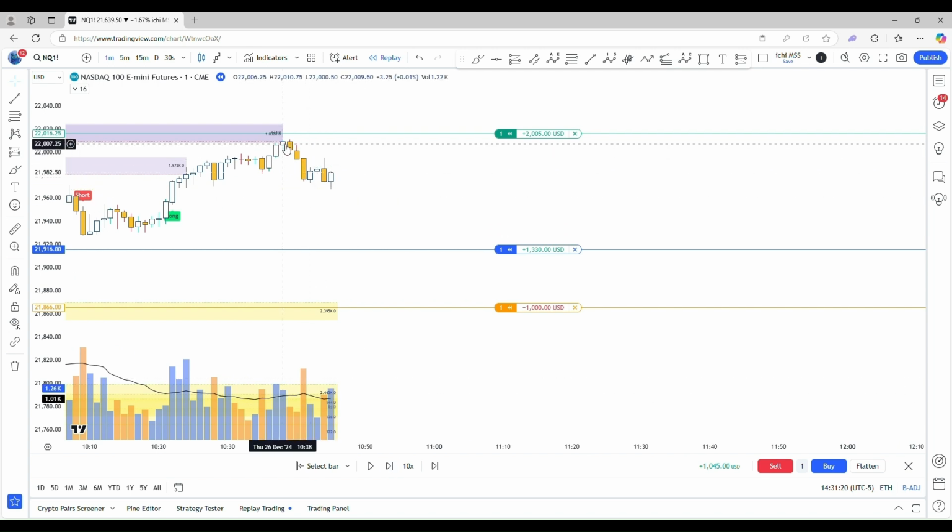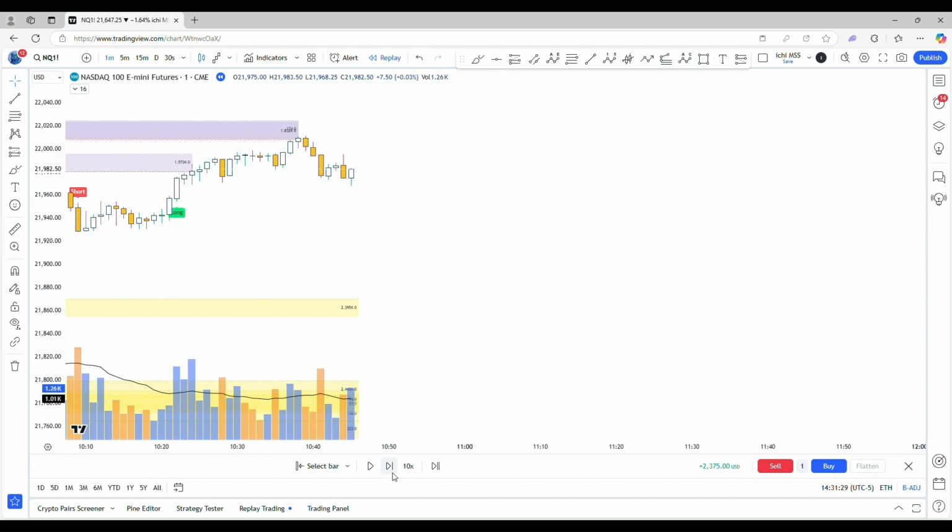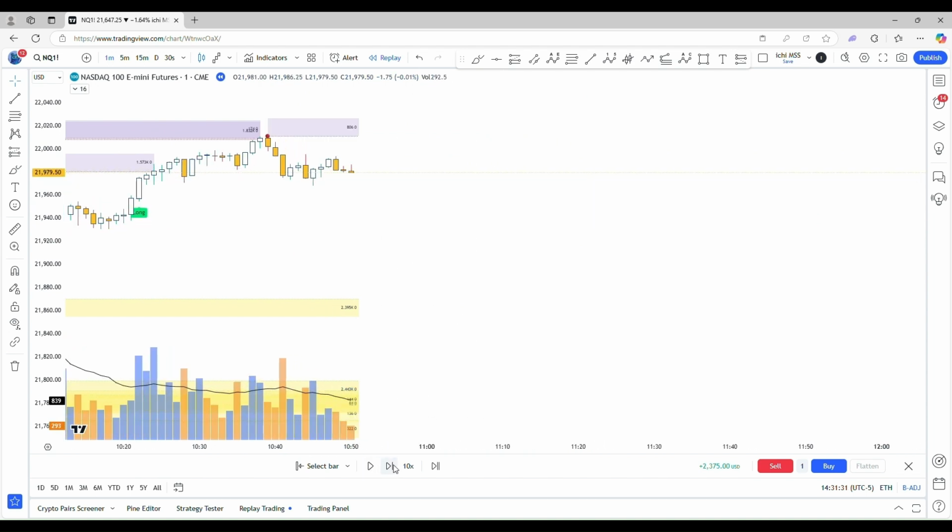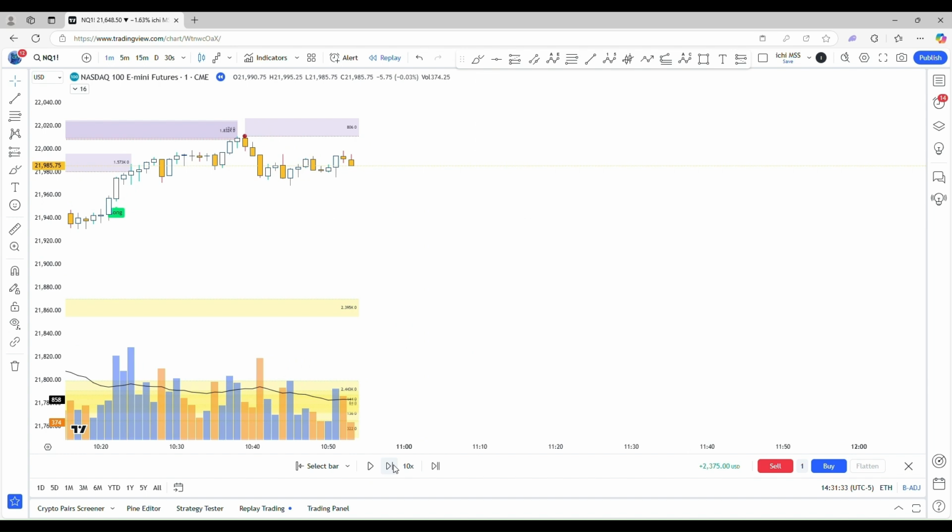But see right here, we didn't exactly hit our take profit, but it did hit this area and then reacted off of it. So this is probably a point where I'm just going to go ahead and close the trade, and we'll look for something else.